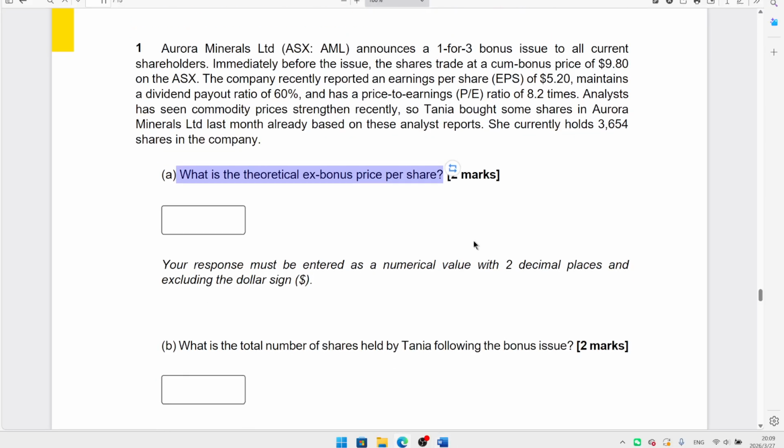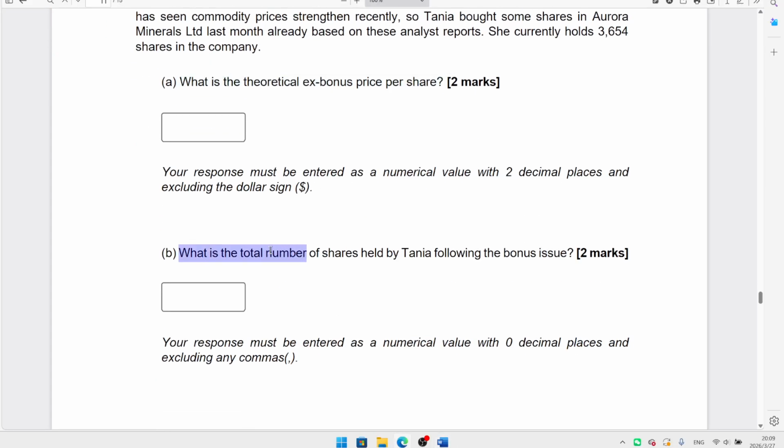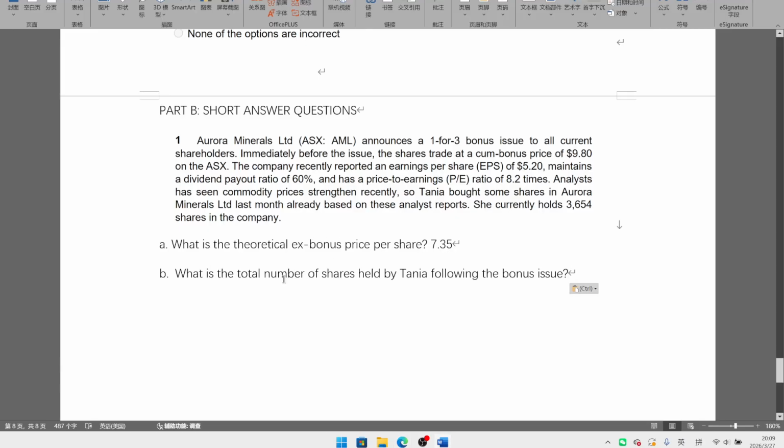The next question is about the total number of shares held by the shareholder. 3654 divided by 3 multiplied by 4 equals 4872. So we can know that it's 4872.